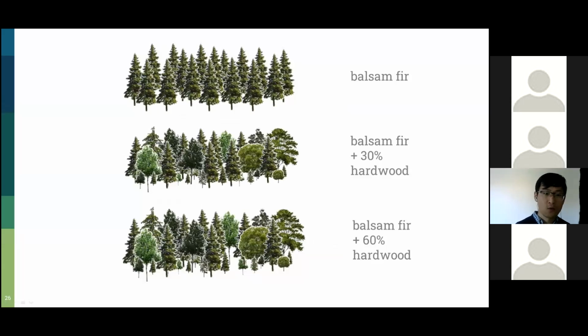So going back to the question, what we are seeing here: if we ask what 30% hardwood looks like, or 60%, it's almost certain that if we have hardwood, the defoliation will be less severe. But with 30% or 60% hardwood, it's not a simple linear relationship where you have 30% less or 60% less defoliation. That's how we answer the question.